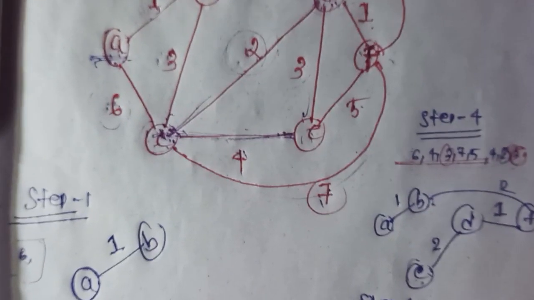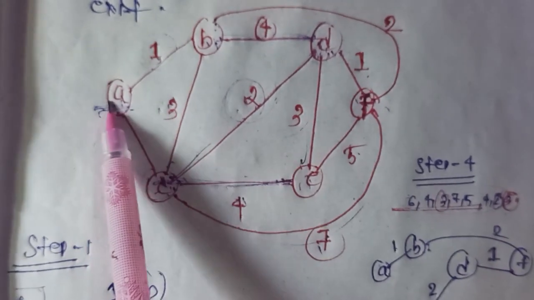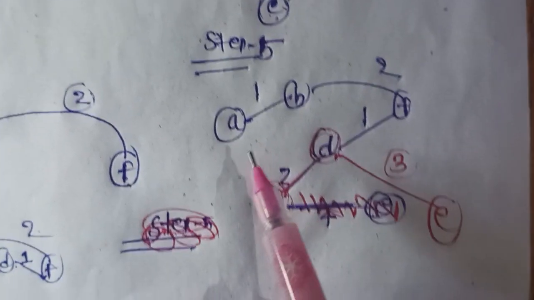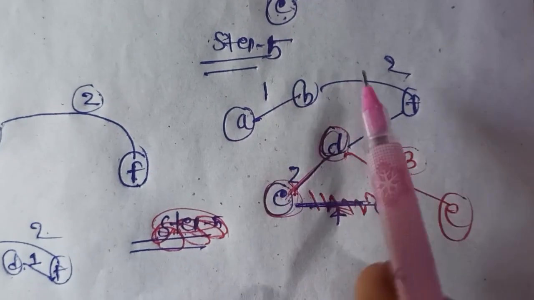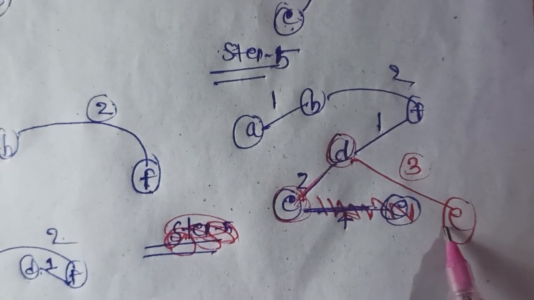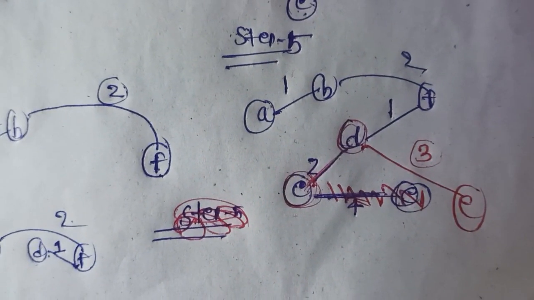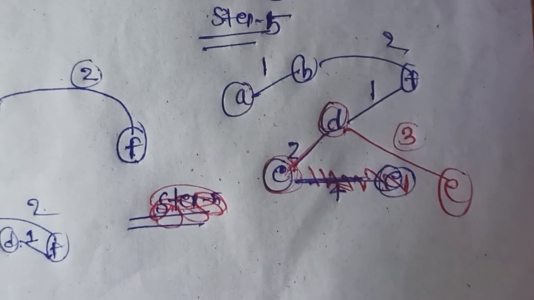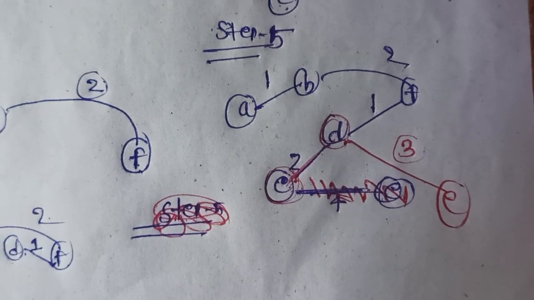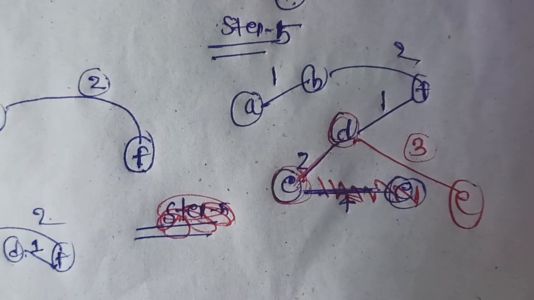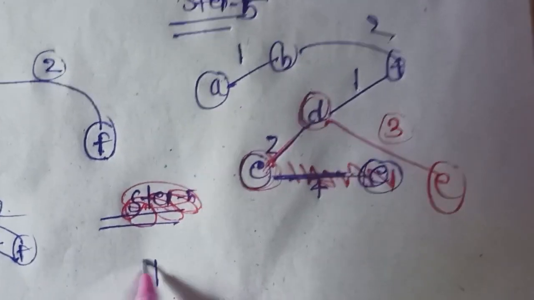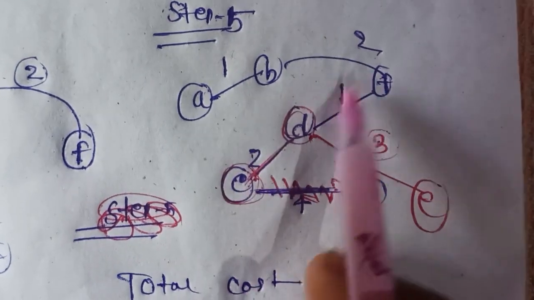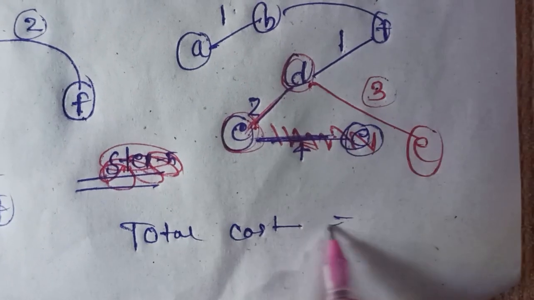And how many vertices are there here? 1, 2, 3, 4, 5, 6 vertices are there. And how many edges are there? N minus 1 edges. So 1, 2, 3, 4, 5. Okay, clear. With 6 vertices we find 5 edges, which satisfies the formula n minus 1 edges. Now the total cost is how much? Simply we add 3, 2, 1, 2, 1, so the total cost will be 9.